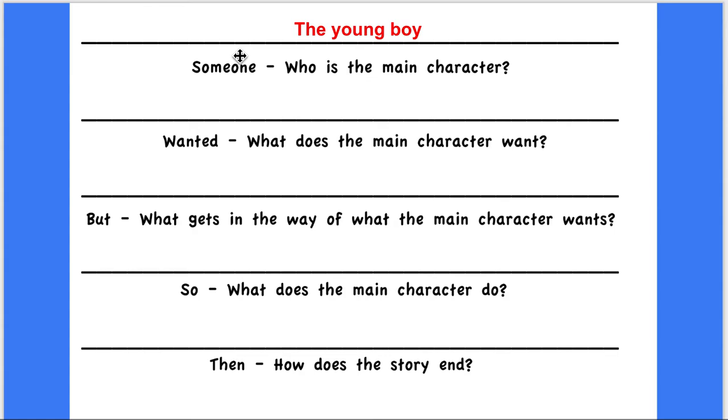Now, at this time, you're going to work by yourself at your own pace. I want you to answer the following questions. Wanted: what does the main character want? Then, but, that's your problem. What gets in the way of what the main character wants? So is your solution. What does the main character do to solve this? Then, how does the story end? What's the conclusion? Please make sure that you write complete sentences. You answer each of the questions in order to write a Fab 5 summary. You can always go back and watch First Comes Love.